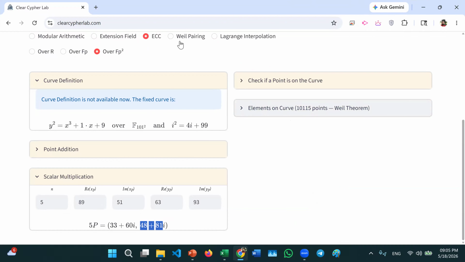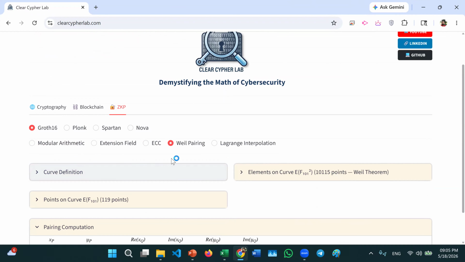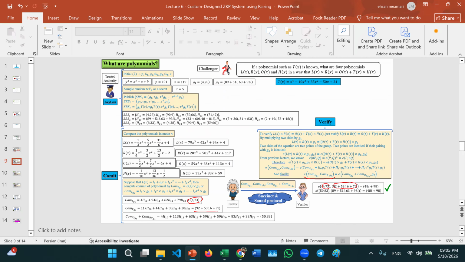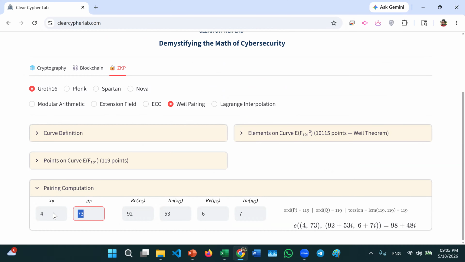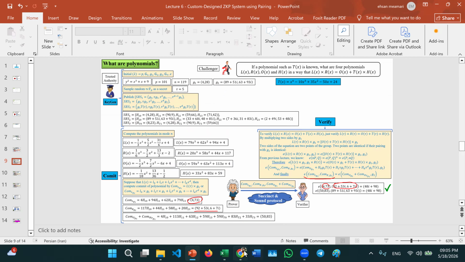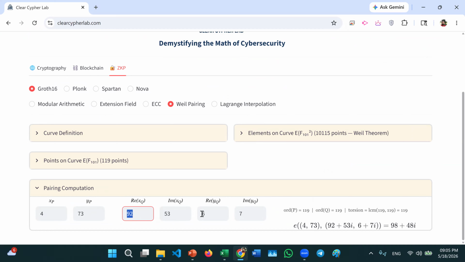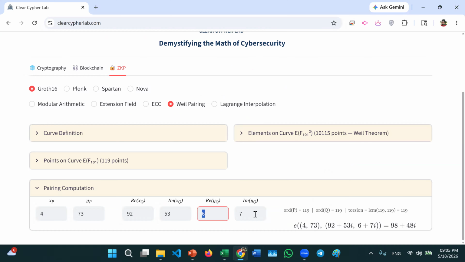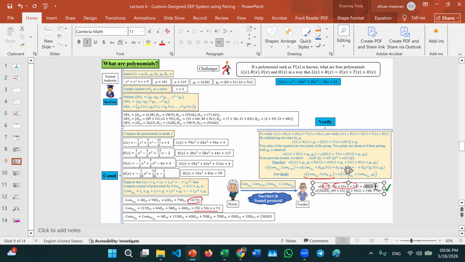We also can use the website to compute this pairing, right? So let's use the pairing part. We want to compute the pairing of 4 and 73, which are actually the default values on our website, and 92 plus 53 and 6 plus 7. So the result equals 98 plus 48i.